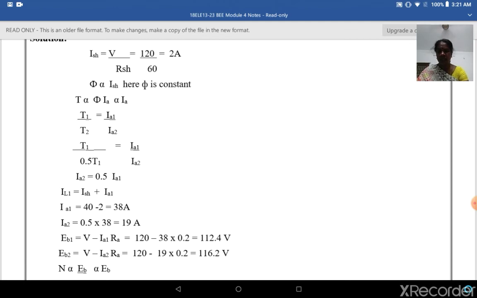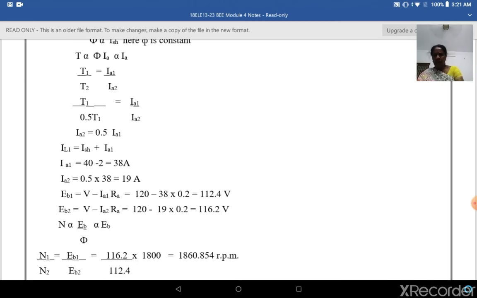IL1, the load current 1, is equal to I shunt plus Ia1. Ia1 is equal to 40 minus 2, 38 amps. Ia2 is equal to 0.5 into 38, 19 amps. Back EMF 1 is equal to V minus Ia1 RA, where Ia1 is 38. So when you substitute for that, you will get 120 minus 38 into 0.2, that is 112.4 voltage. EB2 is equal to V minus Ia2 RA, where Ia2 is calculated as 19. 120 minus 19 into 0.2 gives you 116.2 voltage as EB2.